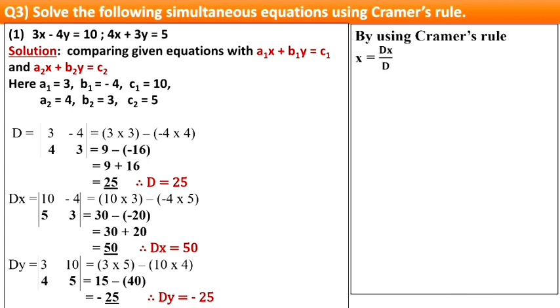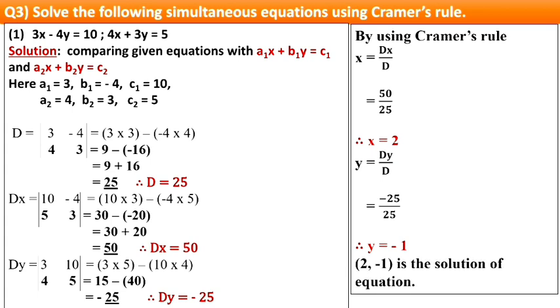To find the value of x, the formula is Dx upon D. So Dx value is how much? 50, and D value is 25. So 25 1 is 25, 25 2 is 50. So x value equal to 2. In the same way, y equal to Dy upon D. Dy value is minus 25 and D value is 25. 25 1 is 25, but here the minus sign is given. So y will be minus 1. So x value is 2 and y value is minus 1. So 2 and minus 1 is the solution of the equation.